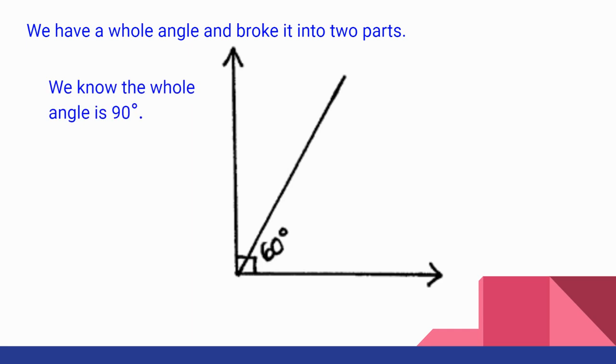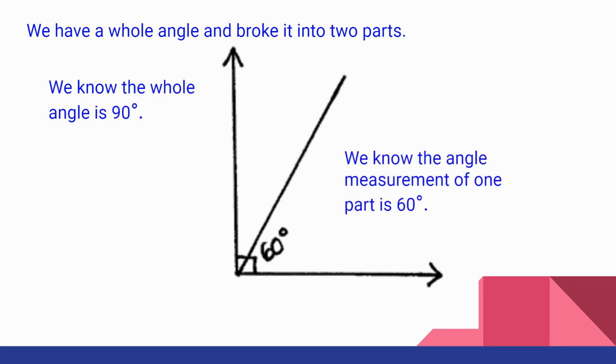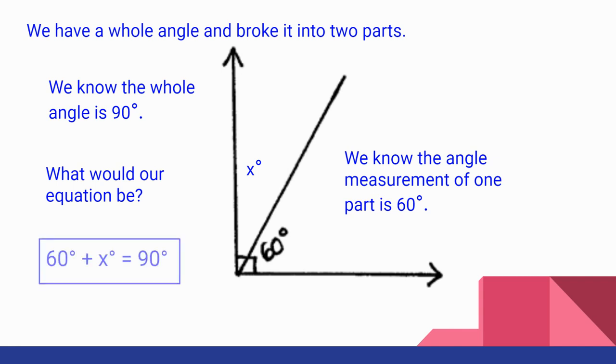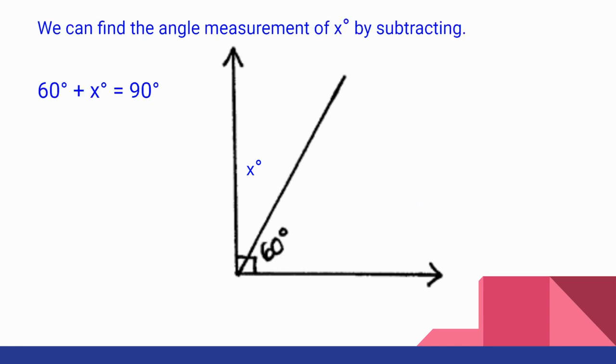Now, we know the whole angle is 90. We know that the angle measurement of one of the parts is 60 degrees, and we're going to call the missing part x degrees. So how do we find the measure of x degrees? What would our equation be? Think about that. What would we need to add, subtract to find x? Well, I do know that 60 degrees plus x degrees, the missing angle measure, equals 90 degrees altogether. So how would we find that x? Let's move to the next slide to figure that out together.